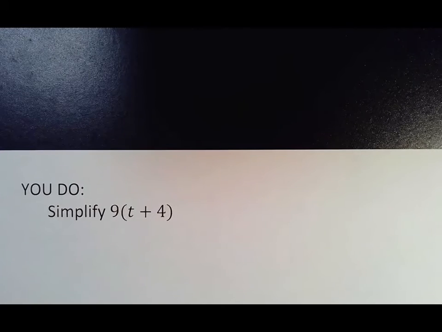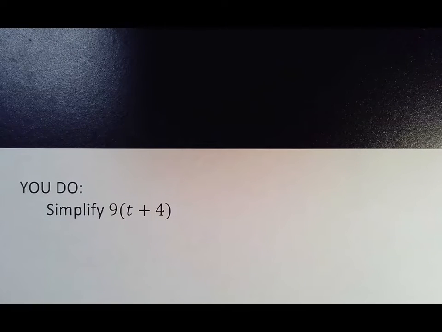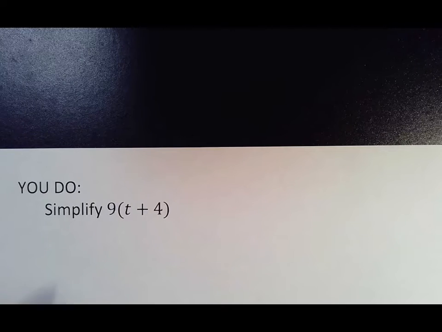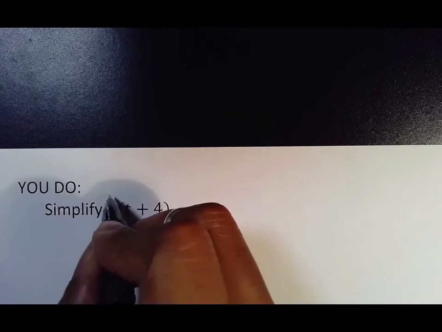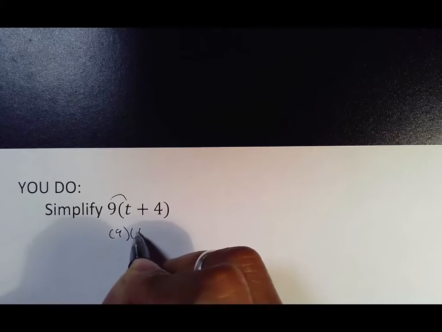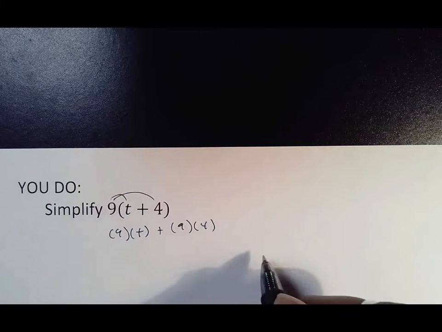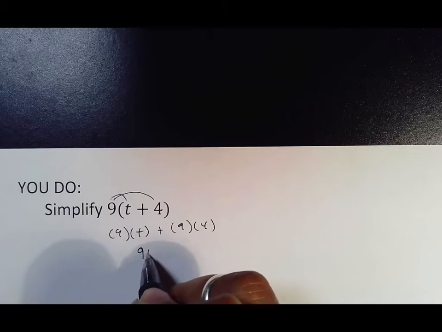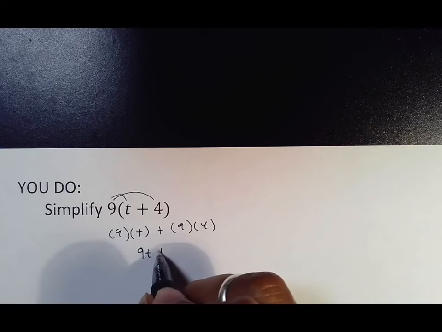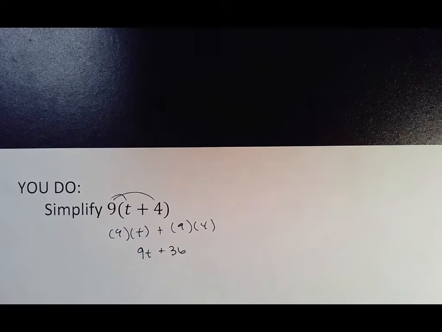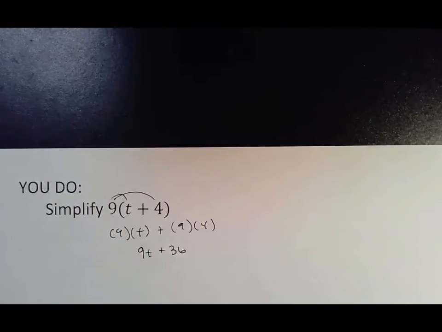So go ahead and pause the video real quick and try this first one here, see how you do. I am moving forward now. In this problem, t and 4 are friends, so we have 9 meeting t and 9 meeting 4. 9 times t turns into 9t. 9 times 4 is just 36. They're both positive, so nothing weird's going on. And again, you'll notice that the sign just kind of carried over as it is.